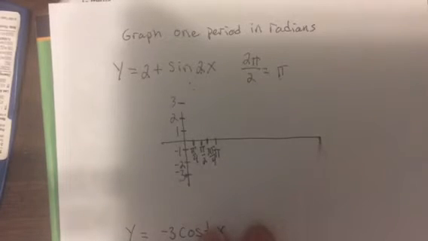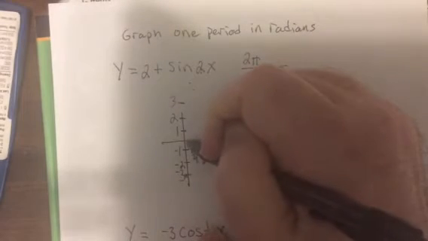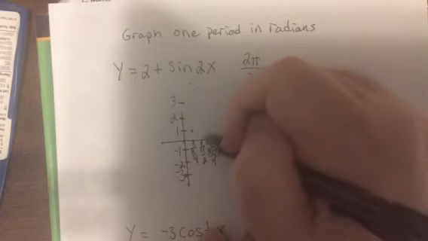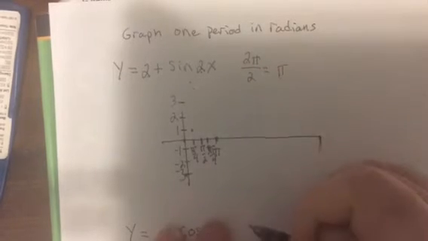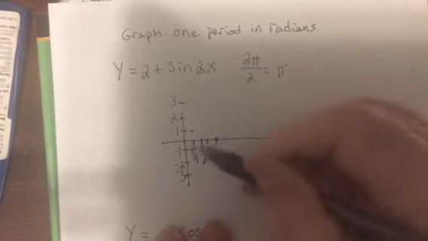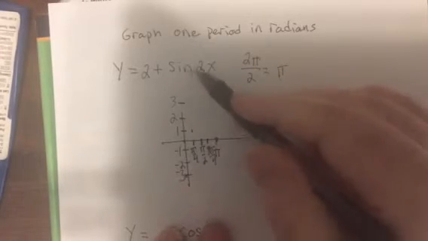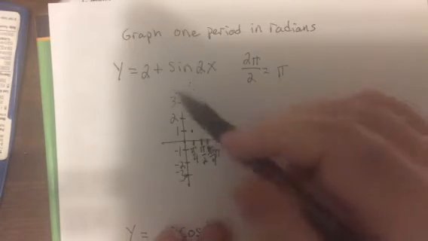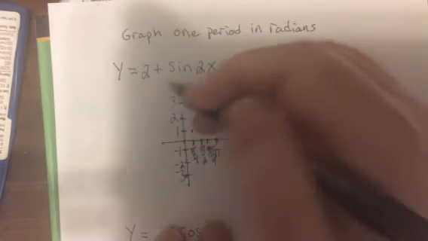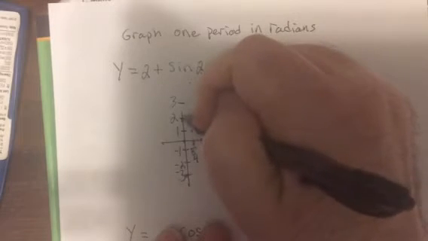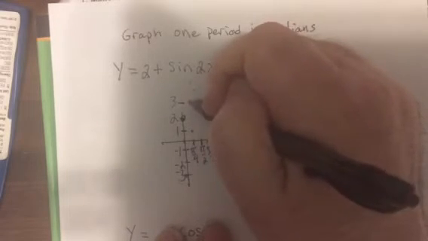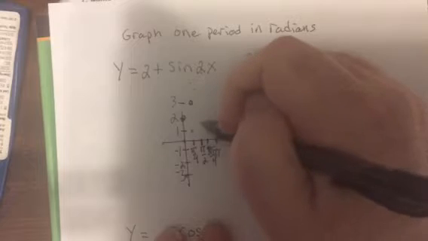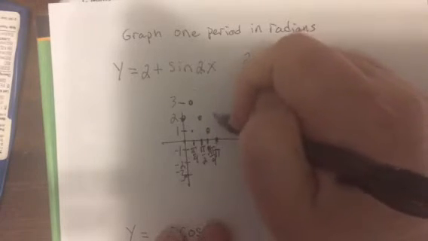Pi. Now, sine, if you want to draw the basic graph to start, it's okay. I won't take points off. Some teachers don't, some teachers do. So that's our basic sine with 2x. Pi. Now I'm going to add 2 to everything. So it'd be up 2, up 2, up 2, up 2, and up 2.